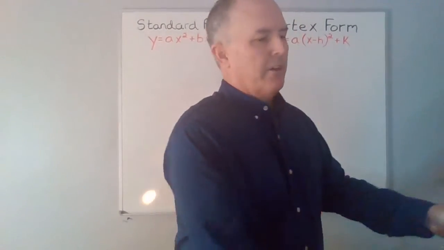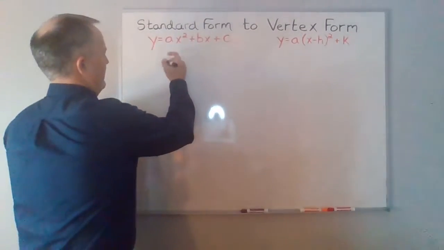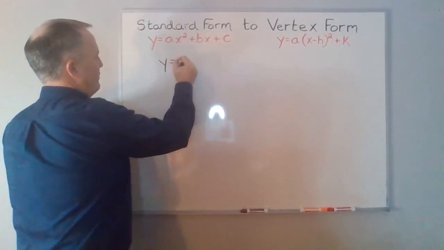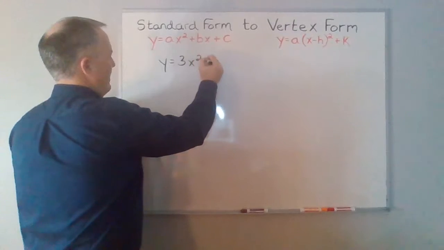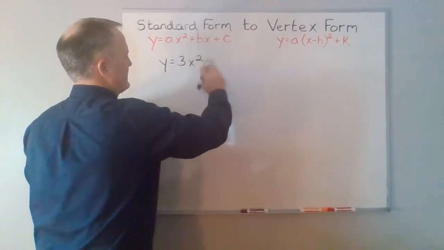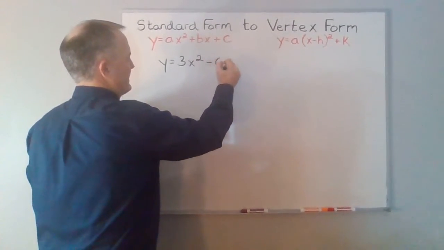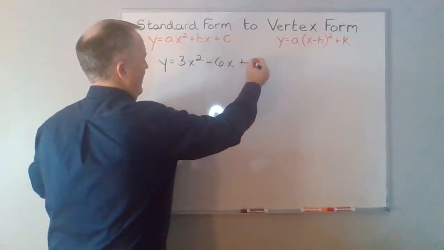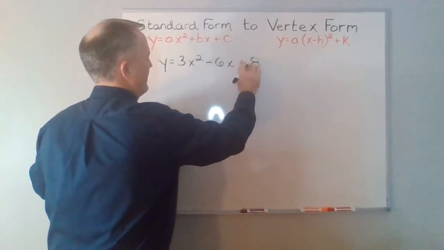And the next problem is going to be y equals 3x squared, we'll do minus 6x. We'll go with plus 8. There we go.